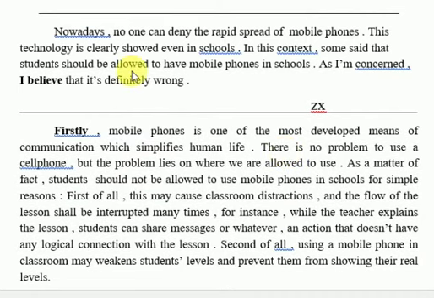Nowadays, no one can deny the rapid spread of mobile phones. This technology is clearly showed even in schools. In this context, some said that students should be allowed to have mobile phones in schools. As far as I'm concerned, I believe that is definitely wrong. So here is a general statement and here is the opinion. Your opinion is stated clearly.